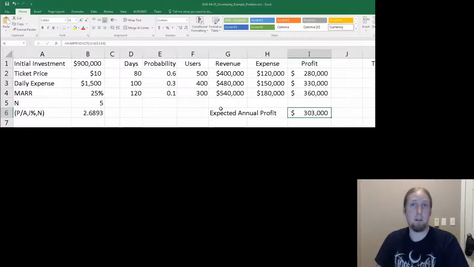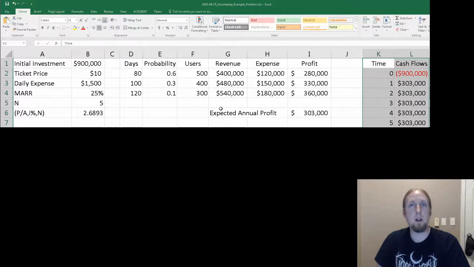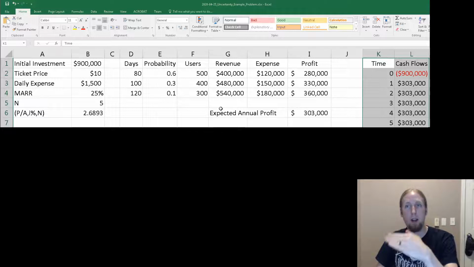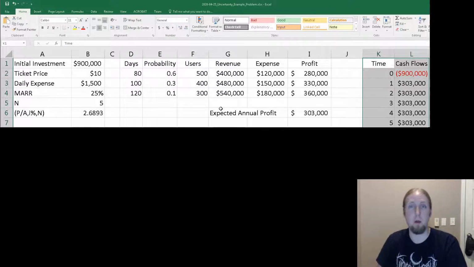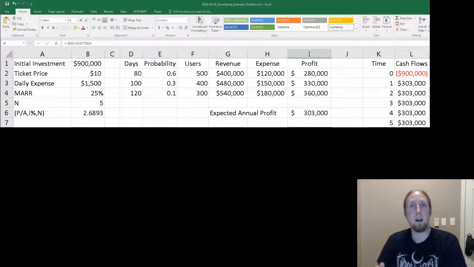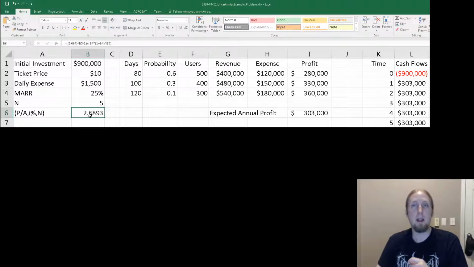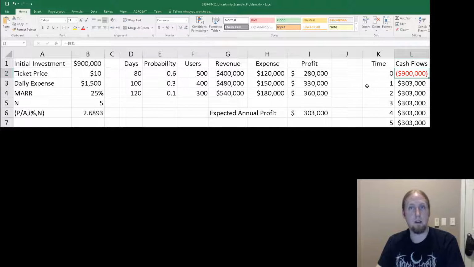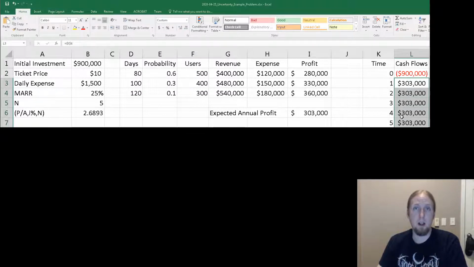Now we can look at a number of different ways of solving the problem once we know that expected value for the annual profit. Here on the right, I've calculated year by year the cash flows associated with the project, where we have an initial investment at t equals 0, and then an expected value for the annual profit in each future year. If we want to calculate the net present worth of the project, we can take a hurdle rate of 25%, calculate a P given A factor, and then total up my cash flows using the negative initial investment and then 5 years of an annuity equal to the expected annual profit.